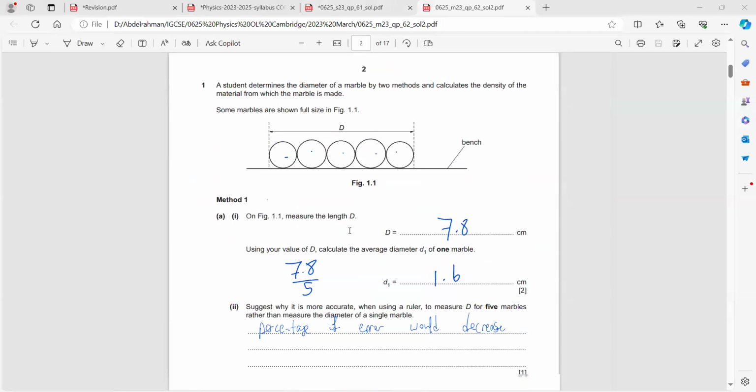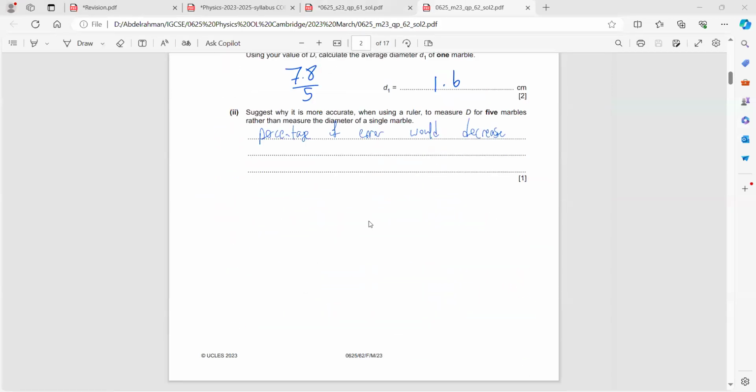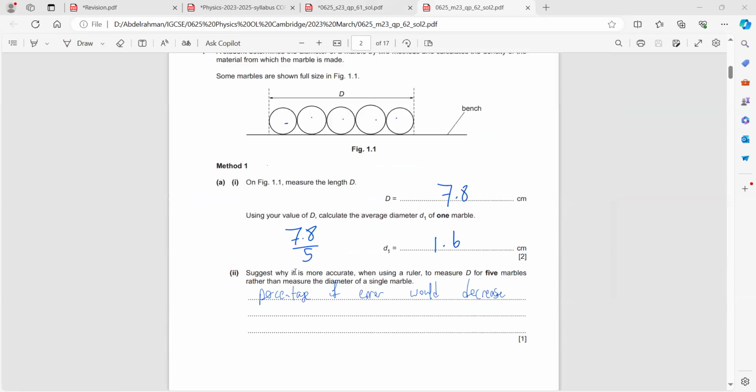Here if we go quickly through the points, for example, why is it more accurate when using a meter ruler to measure the distance for 5 marbles instead of 1 marble? Can you measure the distance of 1 marble? Yes, I can measure the distance for 1 marble, but it's more accurate to measure the distance for 5 marbles. Why? Because the percentage of error would decrease. There is a percentage of error because you cannot measure very, very small distances.